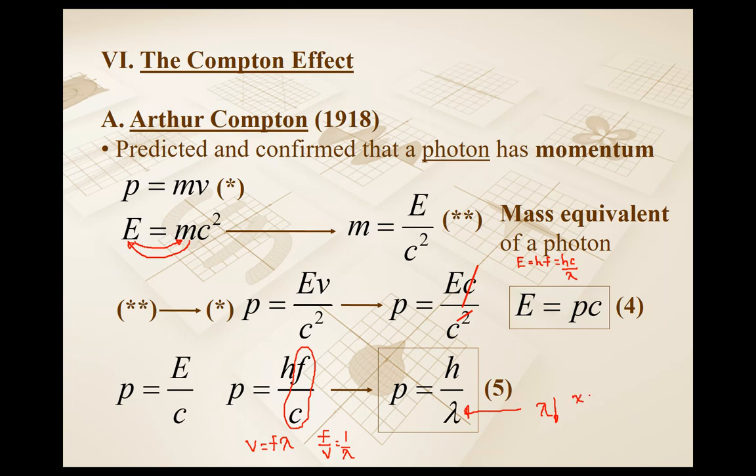But the only photons we really care about for momentum would be X-rays and gamma rays. They can do things at the subatomic level. When I say the subatomic level, I mean interacting with electrons.